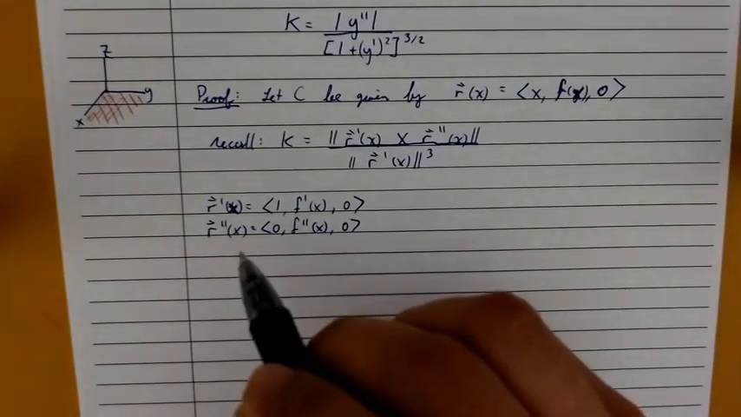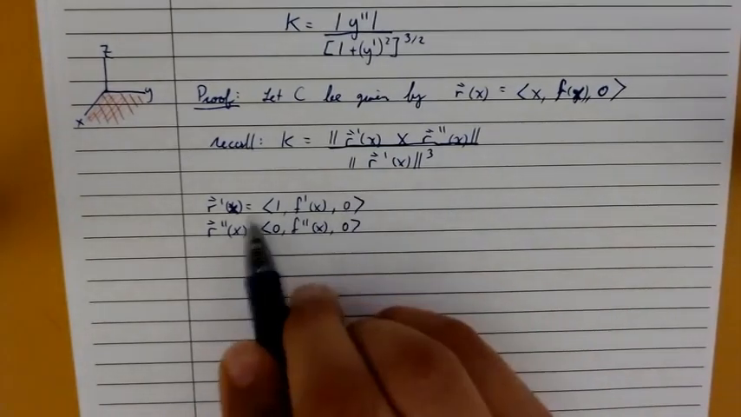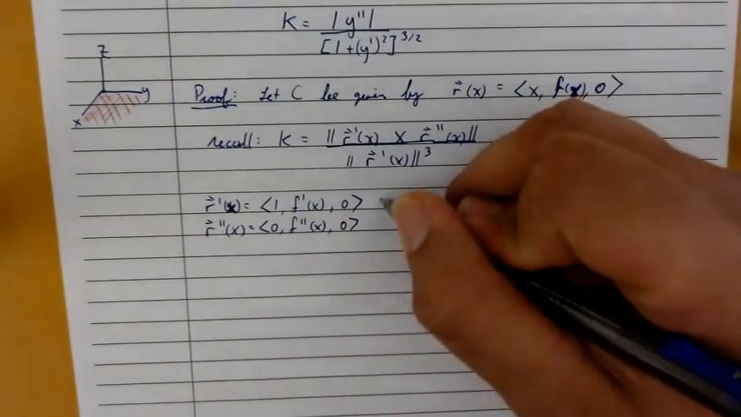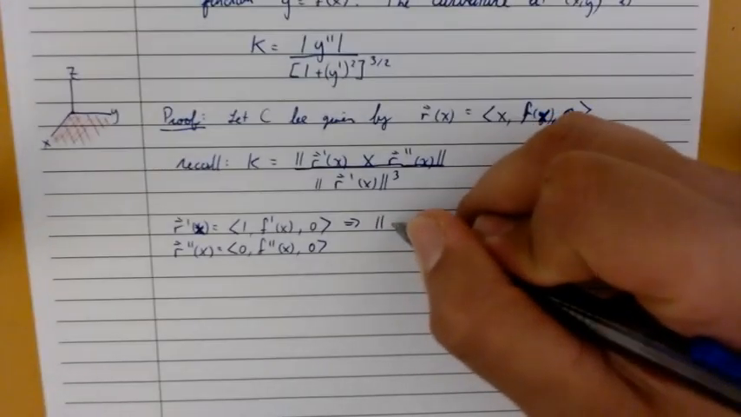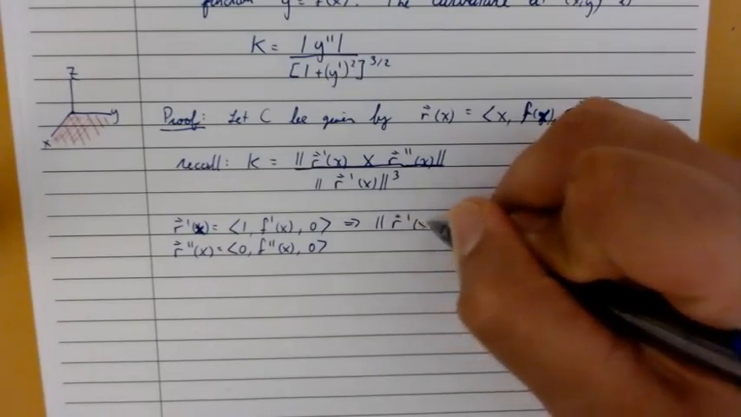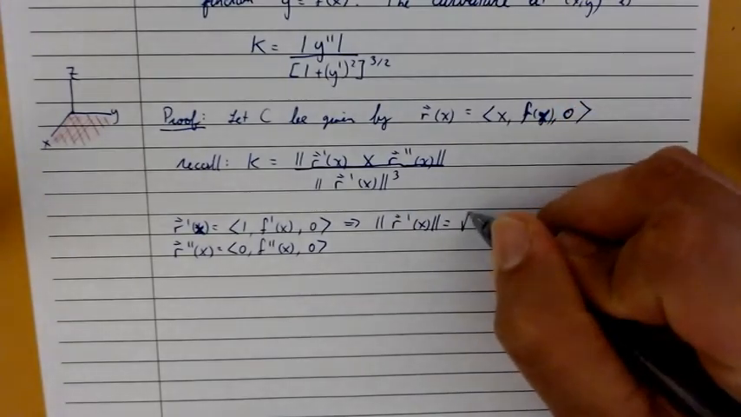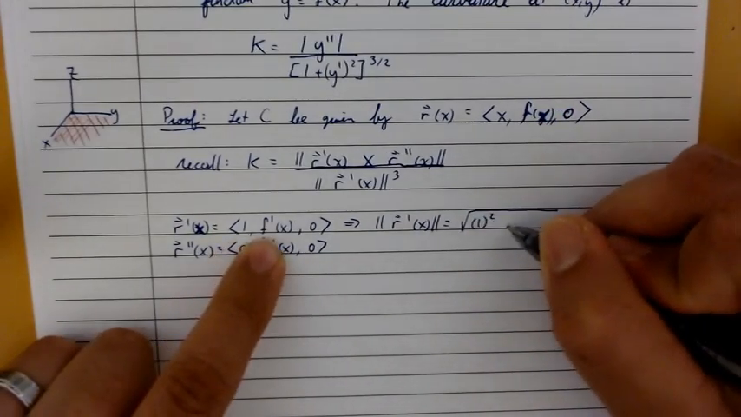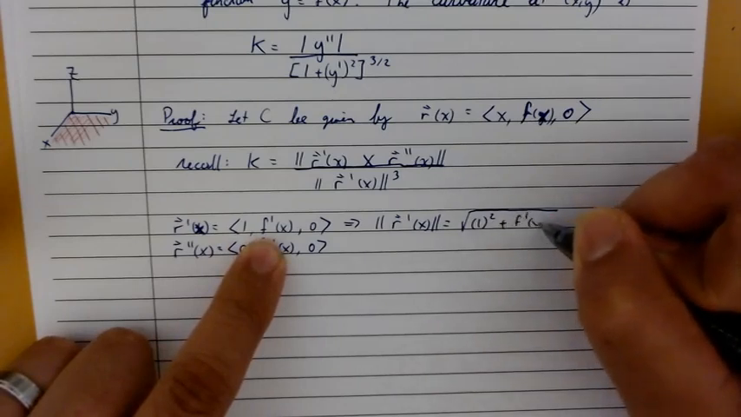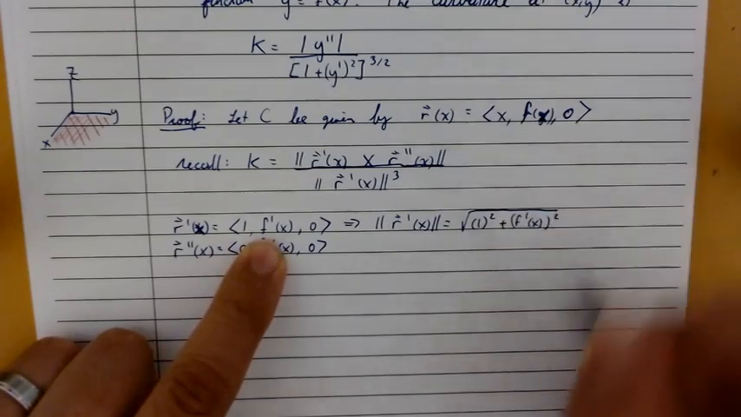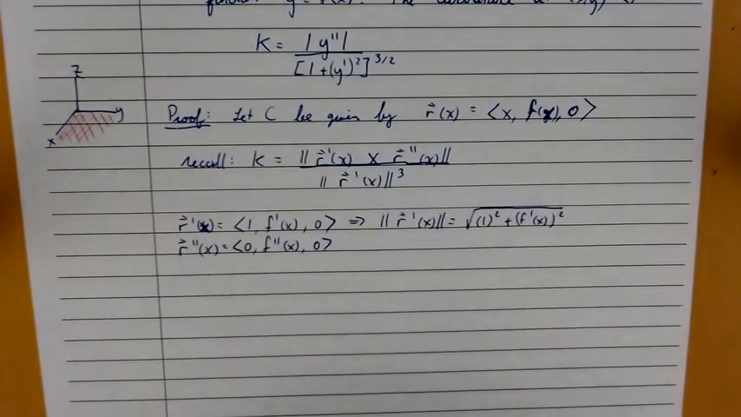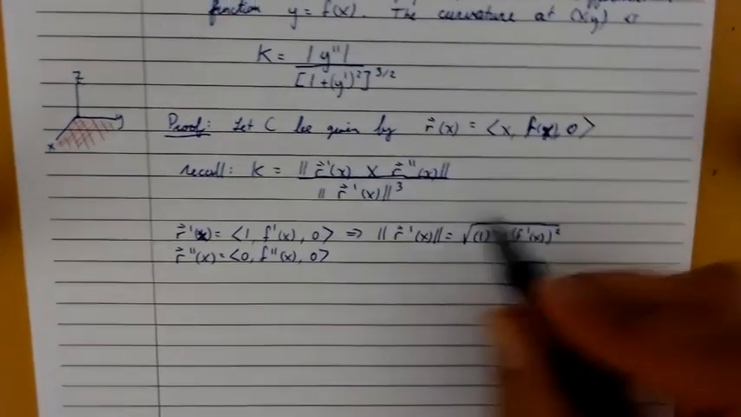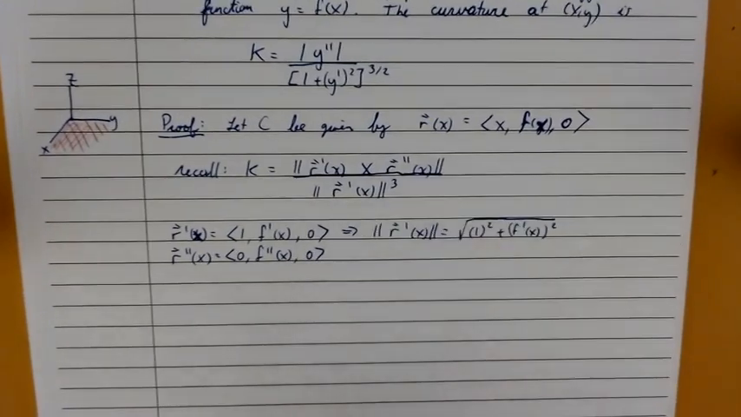All right, now, from here, I can go ahead and compute the magnitude of r prime. All right, I have r prime. Let's find its magnitude. The magnitude of r prime of x is going to equal the square root of, well, we're going to take that 1 and square it, plus we're going to take that f prime of x and square it, like that. Okay. All right, so now you can go ahead and cube that whole thing. Well, let's just leave that there for now. We'll cube it at the end.